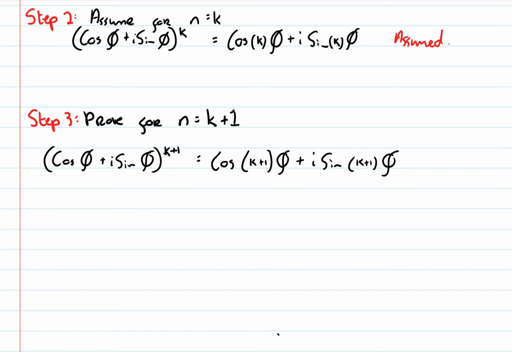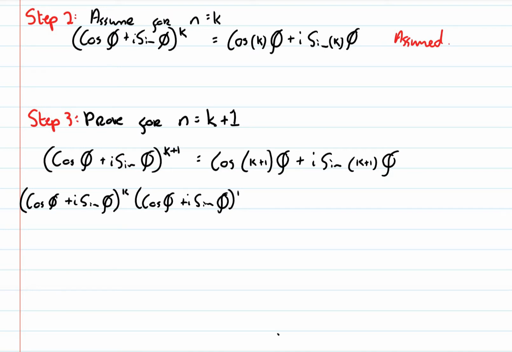Okay, what I need to do now is make this side over here look like this side here, and if they look exactly the same, then I've proved it. The first thing I'll do is take this side and start maneuvering it, and in the end hopefully it'll look like that side. Right, so (cos theta plus i sin theta) to the power of k plus 1, well, that's the same as (cos theta plus i sin theta) to the power of k multiplied by (cos theta plus i sin theta) to the power of 1.